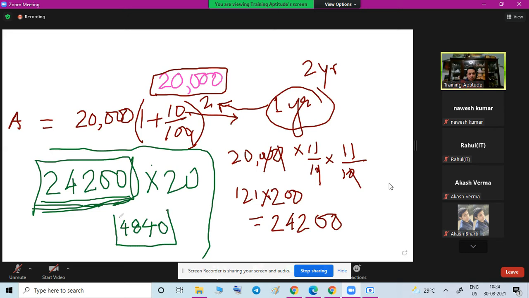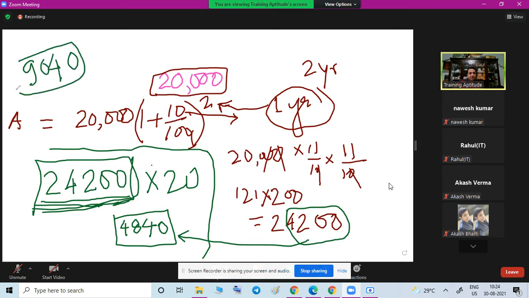4840 plus 24200. You add the two, you will get 9040. So what Sultan said was absolutely correct. Let me now make it much simpler. Much simpler. This is still complicated as per my norms.